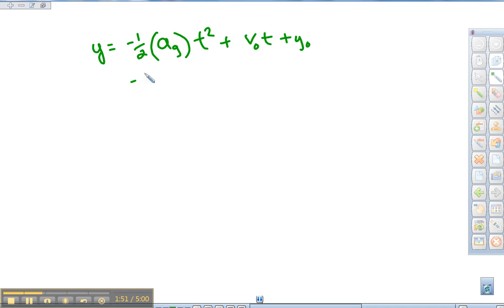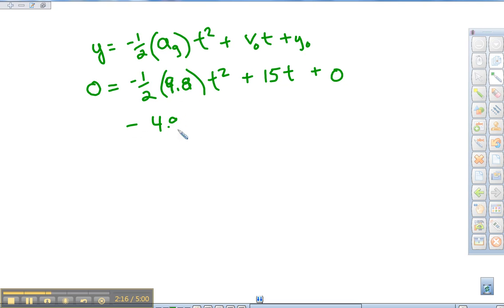Now let's plug it in. Negative 1/2, 4.9, t squared plus 15t plus, we say the initial vertical height was nothing, and we're going to set y equal to 0. So we get, you know what, this is 9.8. Okay, so then we get negative 4.9 t squared plus 15t equals 0, and you solve for t by factoring, and negative 4.9t plus 15 equals 0.